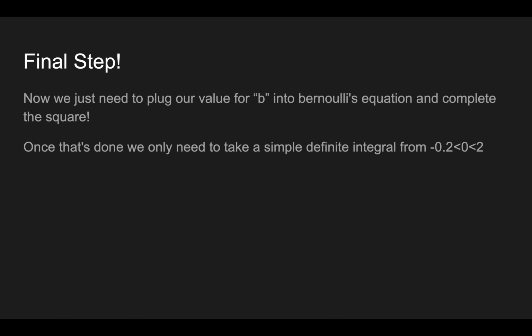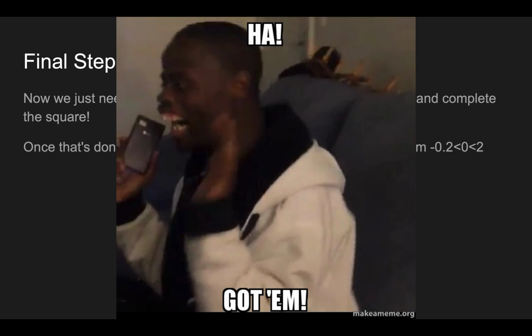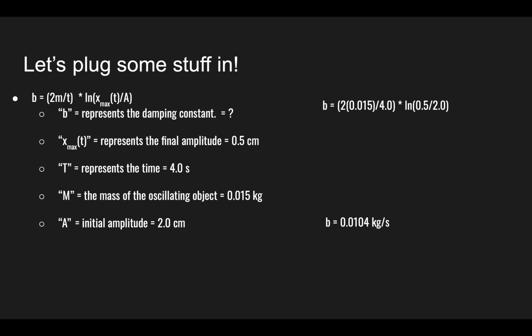So the final step, we literally just need to plug in the values for b into Bernoulli's equation and complete the square. Once you've done that, you just have to take the definite integral from 0.2 and 2. And if you've been paying attention, no, I'm kidding. We literally already solved the problem back here. I'm just playing with you.